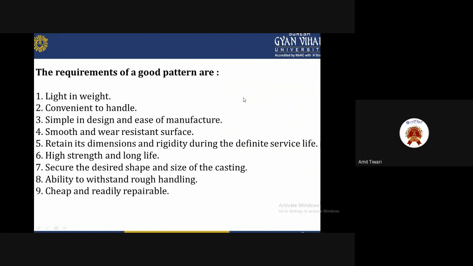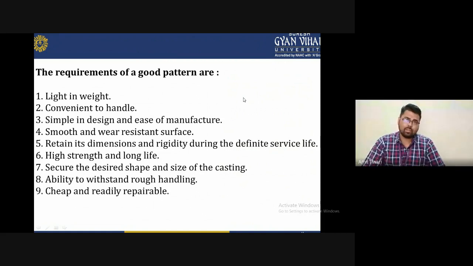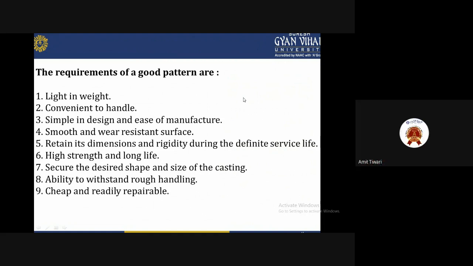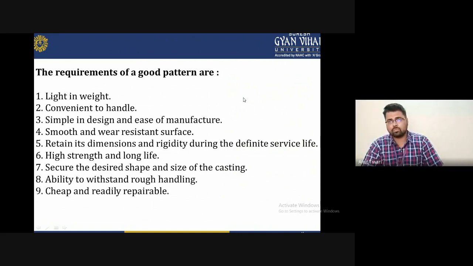Sixth is high strength and long life, because high strength and long life depend upon which type of metal you select for pattern making. It is plastic, and we can say wooden. Both do not have very high strength as compared to a metal pattern. So metal has very high strength and high productivity, and the life cycle will be low for the others, because they are easy to construct and used on a very temporary basis for making a pattern.